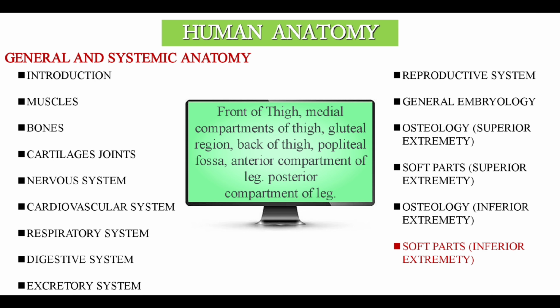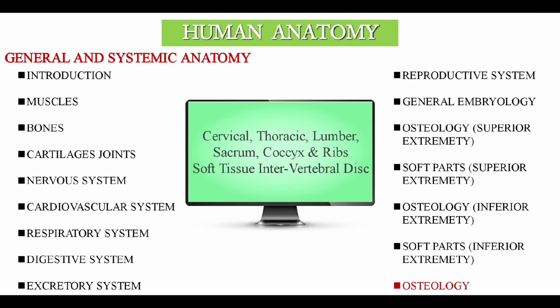And the next one is soft part of inferior extremity, in which we have to study front of thigh, medial compartment of thigh, gluteal region, back of thigh, popliteal fossa, anterior compartment of leg, posterior compartment of leg. And also we have to study osteology of cervical, thoracic, lumbar, sacrum, coccyx, rib, intervertebral disc.